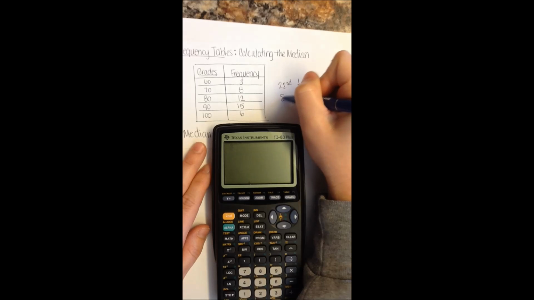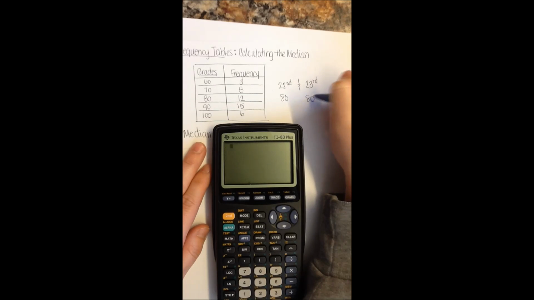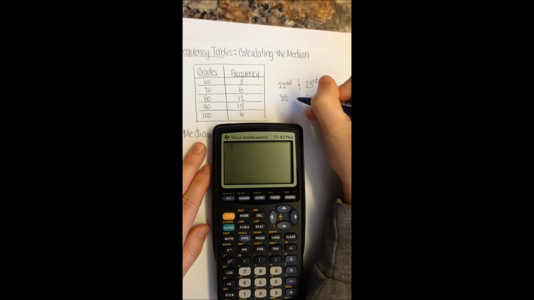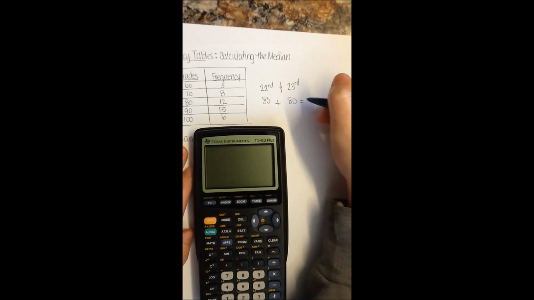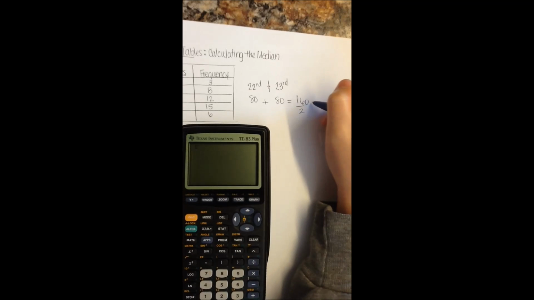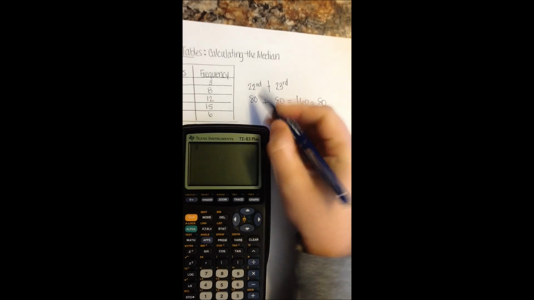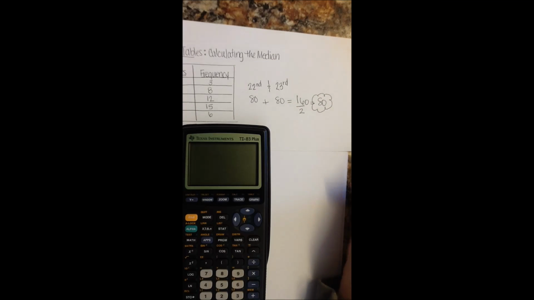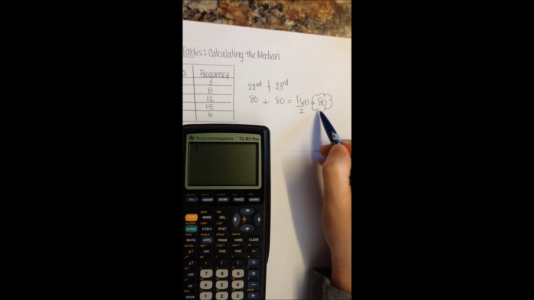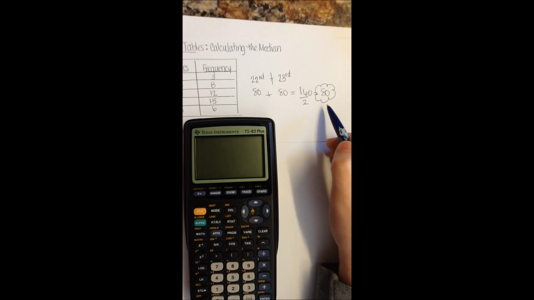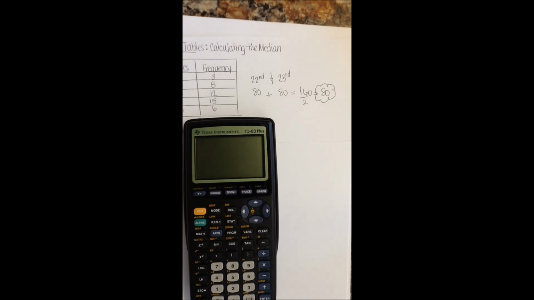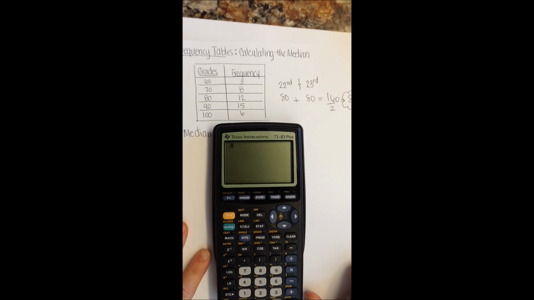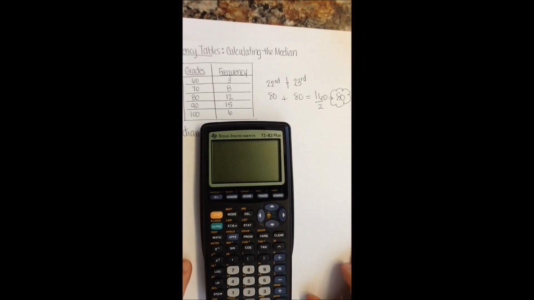So because they are both 80, it makes it simpler for us. 80 plus 80 is 160. Divide that by 2 and we get 80 again. So if the number is the same, then the average of those 2 numbers is the number. So 80 would be our middle here, which is our median. And this is a lesson on frequency tables, calculating the median.